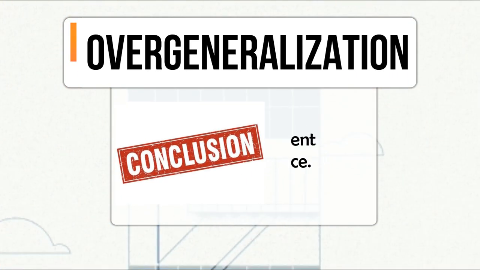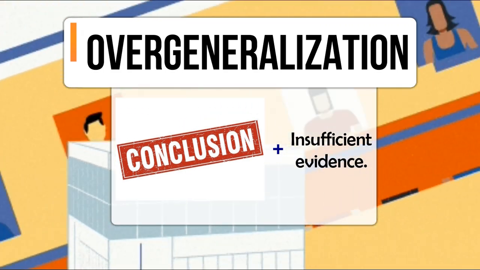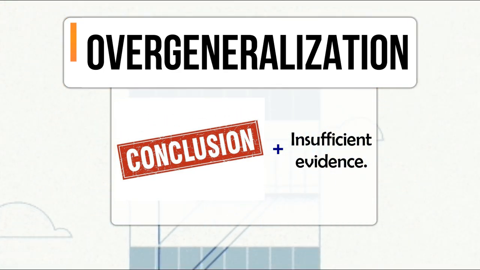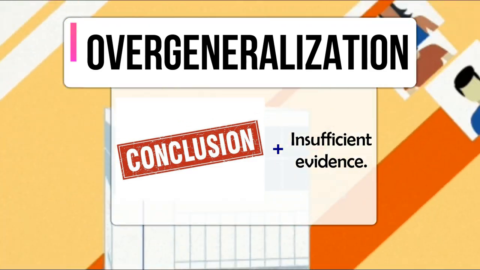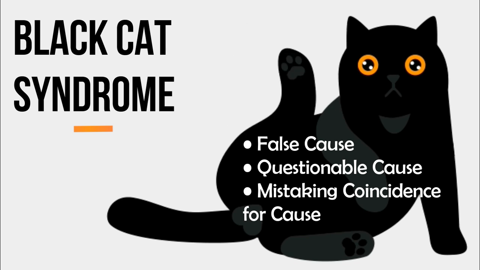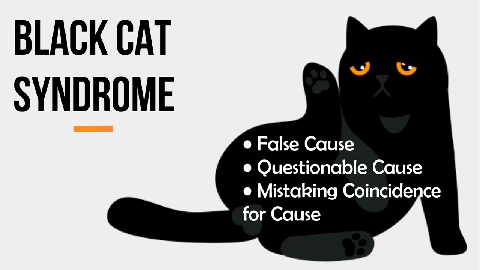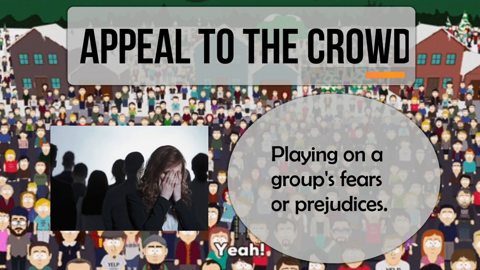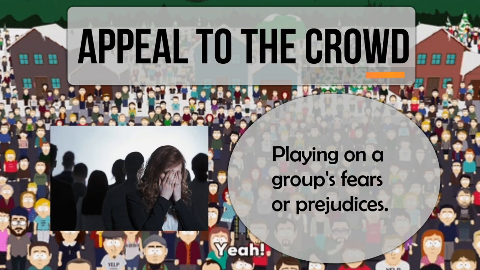Thirdly, overgeneralization. Overgeneralization may happen when someone draws a conclusion about an entire group, topic, or place based on insufficient evidence. Fourthly, black cat syndrome, which is also known as post hoc reasoning. This may happen when an individual uses a false cause, questionable cause, and also mistakes coincidence for a cause. Lastly, appeal to the crowd. This may happen when someone relies on the emotional passion of the crowd in making an argument. They may also play with the group's fears or prejudice at the time.